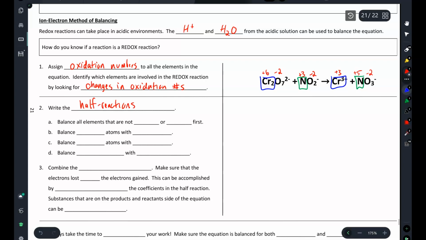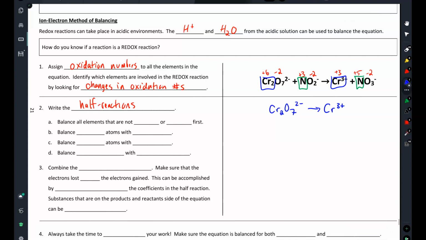So let's look at the chromium part first. We've got chromium in dichromate as a reactant turning into Cr3+. So I've got Cr2O7 with a charge of 2- and Cr3+ on the product side. So the first thing we want to do is balance all elements that are not hydrogen or oxygen first. So really what that means for us in this particular example is to balance the chromiums. We've got 2 chromiums on the reactant side. If I put a coefficient of 2 in front of Cr3+, I now have 2 chromiums on the product side.